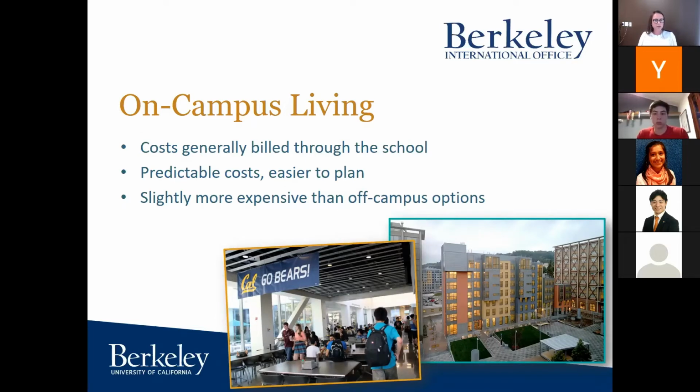And costs for living on campus are generally billed through the school, so you will see your rent payments billed to you directly in Cal Central, where we were talking about earlier. The costs are predictable, so it makes it pretty easy to plan. The cost won't change. You'll be set for the year. I'm not sure about the regular student housing, but the student family housing is one flat amount, and it includes your rent and all of your bills, including internet. And it can be slightly more expensive than off-campus options, but it's very convenient, and some students prefer to live right on campus.